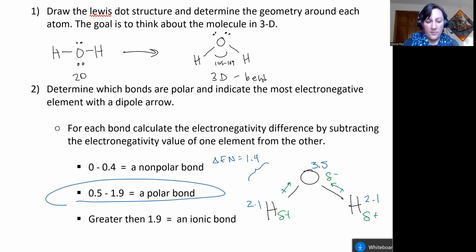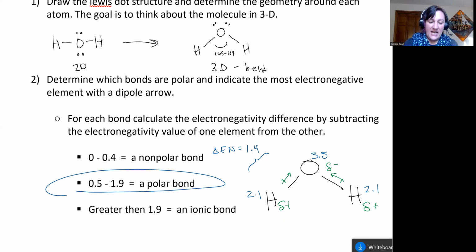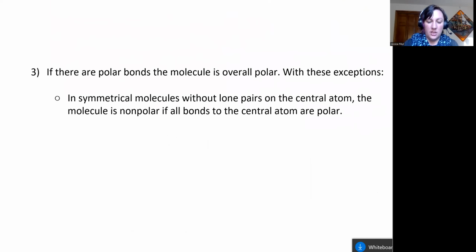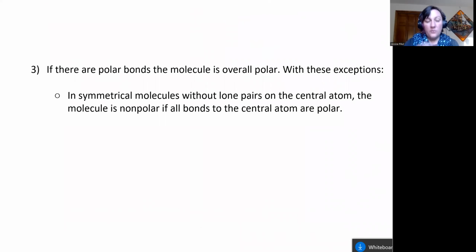So once I identify where my polar bonds are and I have my 3D geometry, I can now decide if the overall molecule is polar. And so just redrawing that water molecule, I had these 2 polar bonds. I'm going to try to decide if this is polar or non-polar overall.